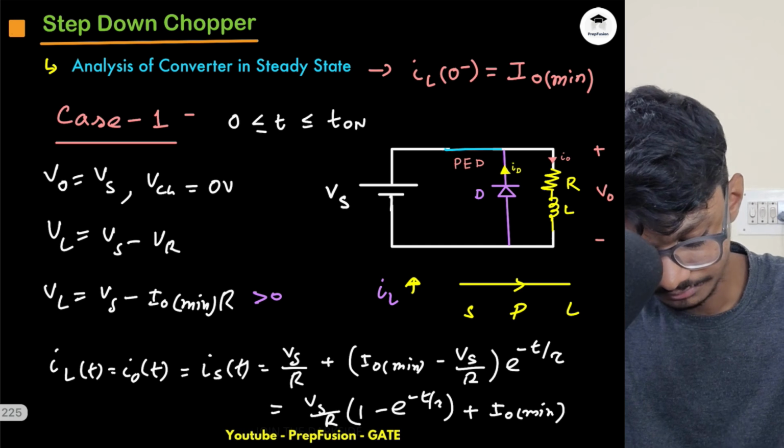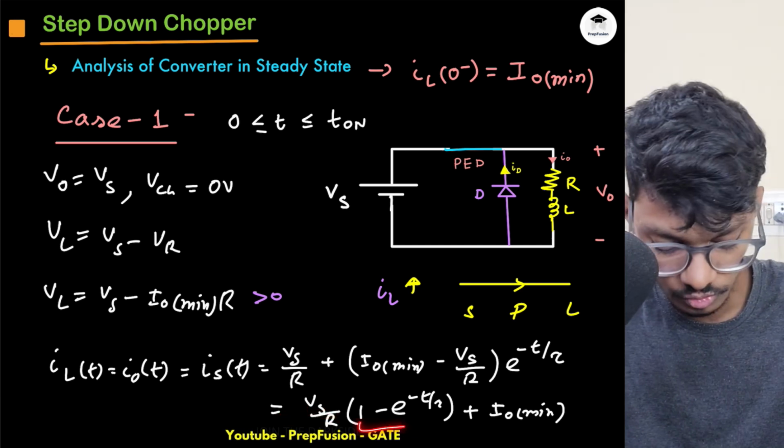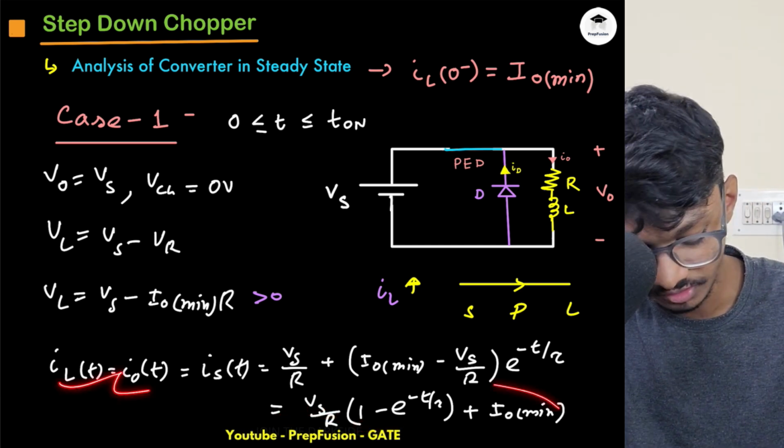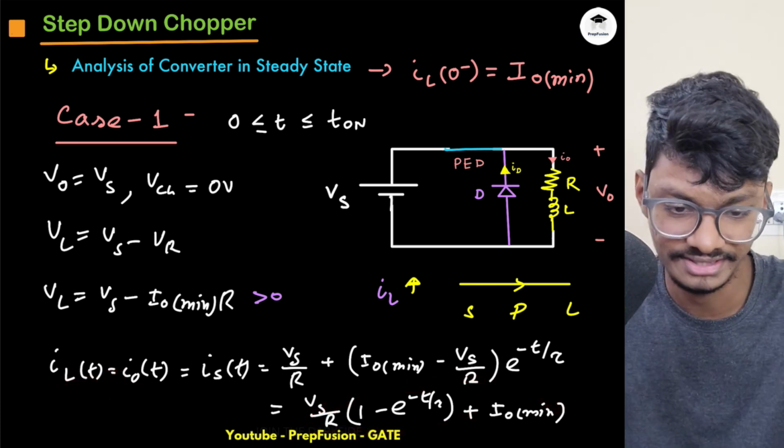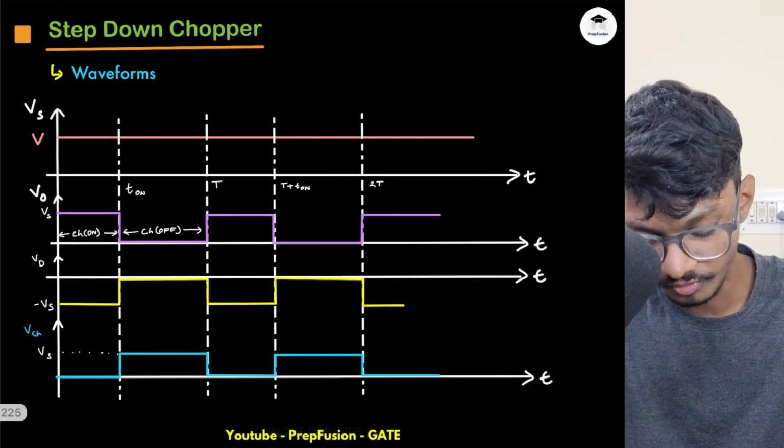Okay, and at t equals to t on, what will happen? At t equals to t on, this value will be equals to IO maximum. So that's the basic thing that you have to understand. And the waveforms will be something like this.